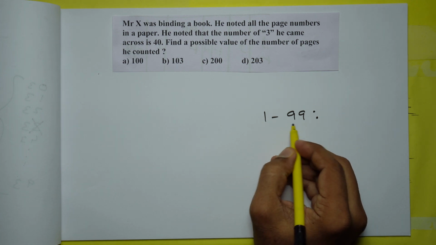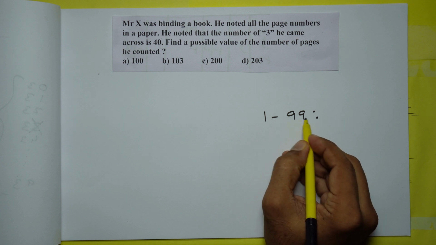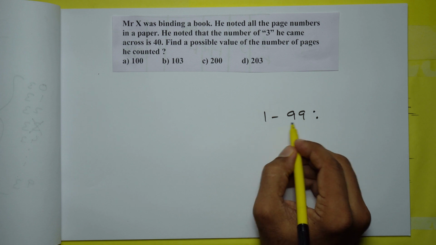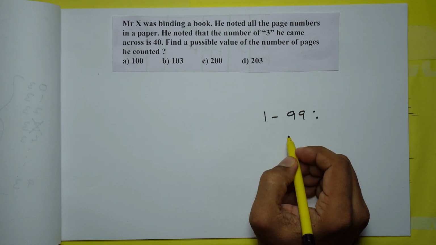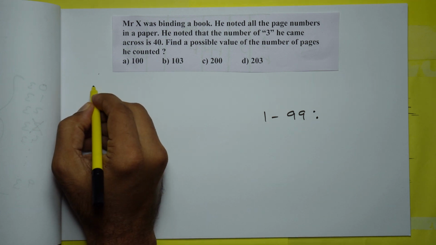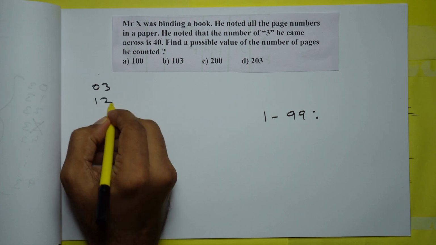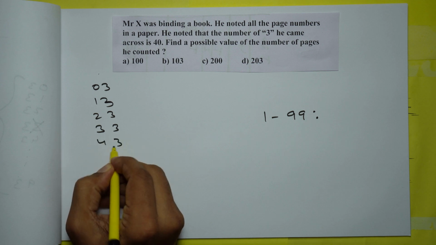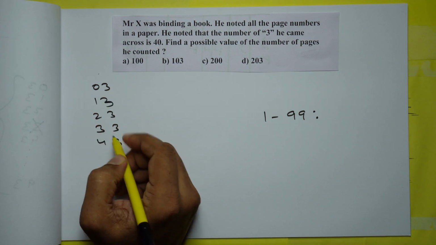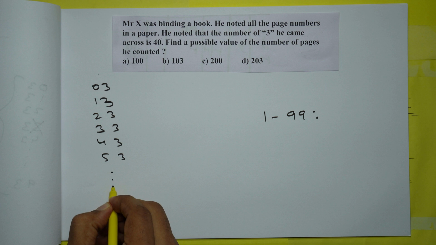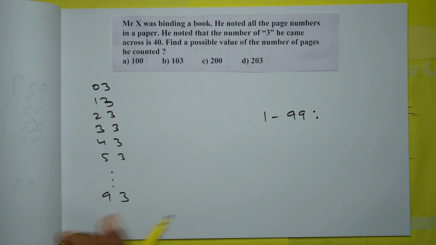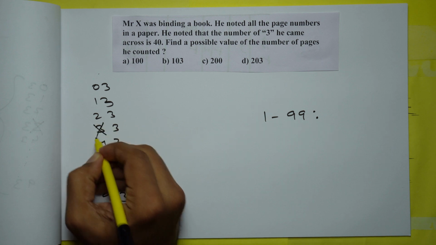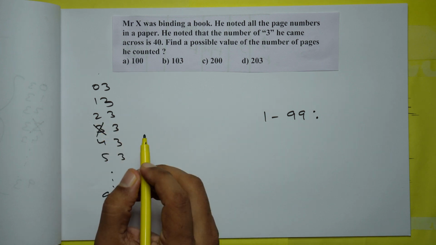Now 3 can be in the 10th place or 3 can be in the units place. So first we'll find out the number of 3's in the units place. That is, if you consider the numbers 03, 13, 23, 33, 43, you can see that 3 is there in the units place. 53, so on up to 93. So here you can see 3 is in the units place. This 3 we will not consider. This 3 is in the 10th place.